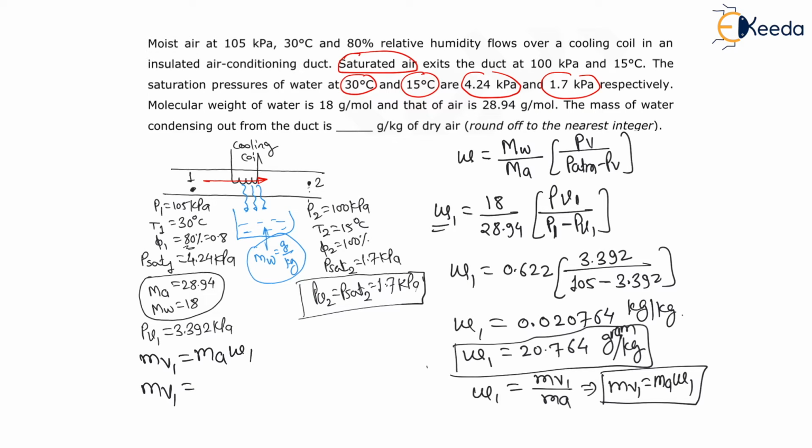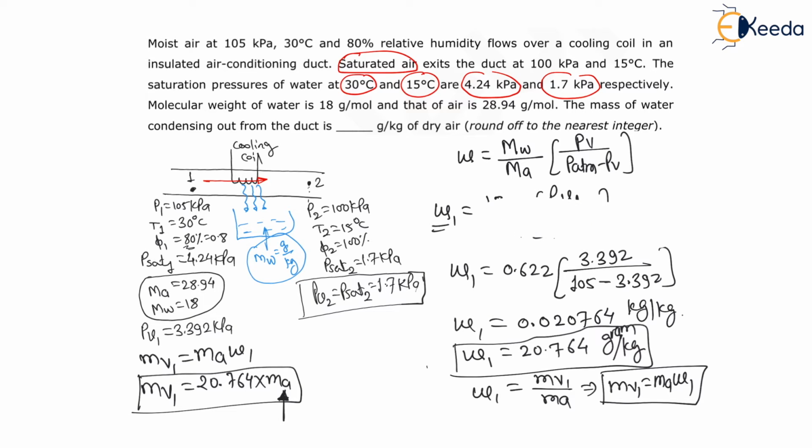We have calculated 20.764 into mass of air. Right. This should be the condition. Now they are asking per kg of dry air. Means this dry air mass of air we have to assume 1 kg. At the end we will put it as 1 kg.